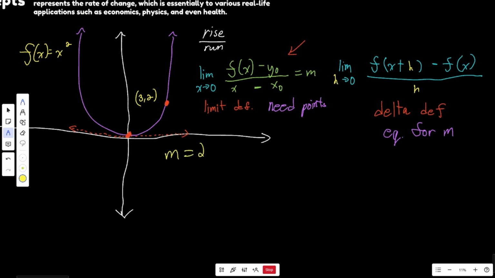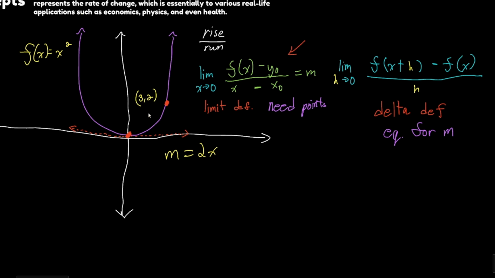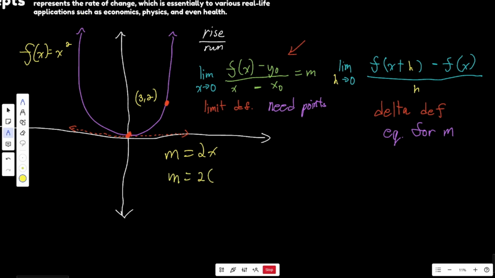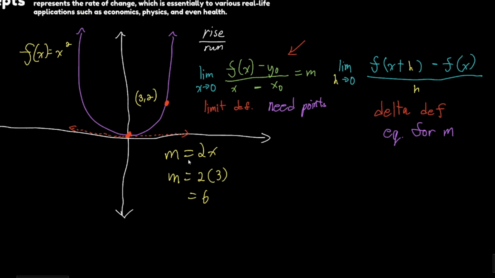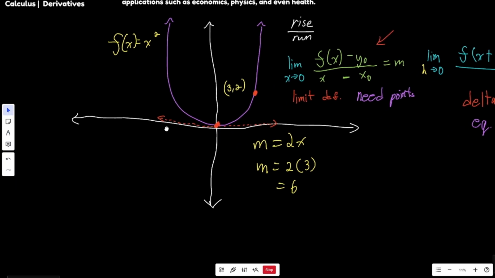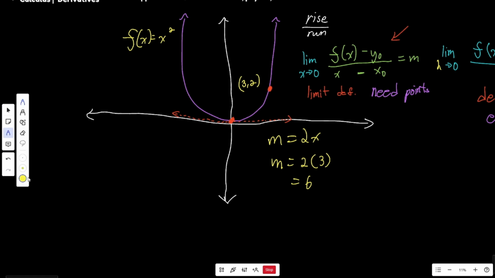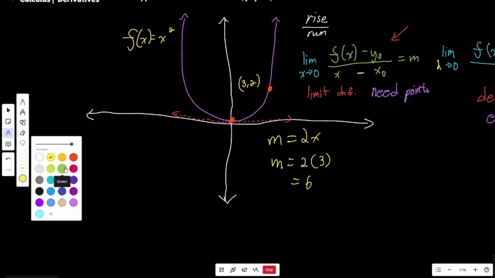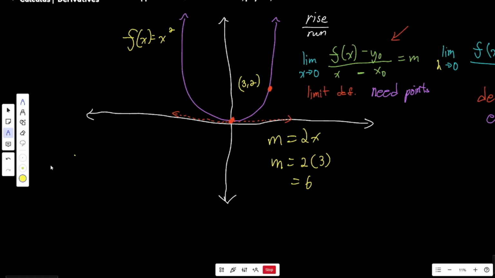is given by 2x. So our x value here is 3. So we'll plug in 3. 2 times 3. We'll get an answer of 6. Now, what do we do with our slope? To get the equation of the tangent line, all we have to do is use slope-intercept form or point-slope form, depending of course on the values you're able to obtain.